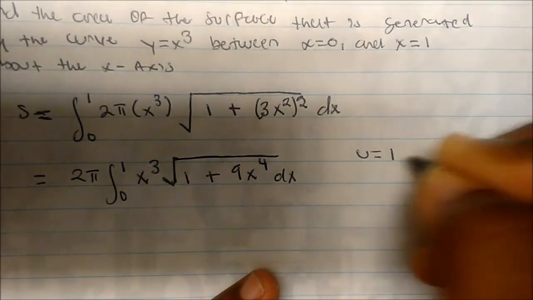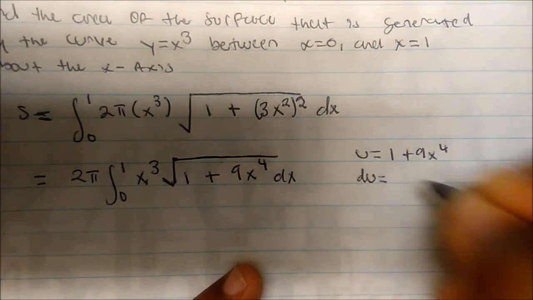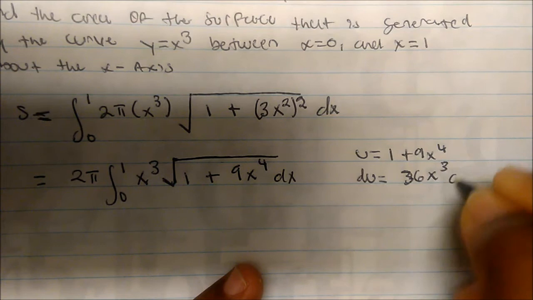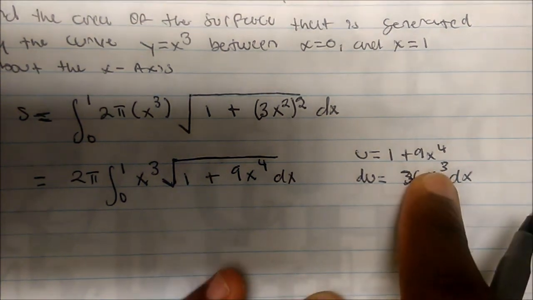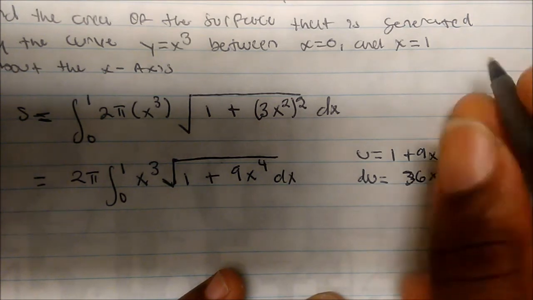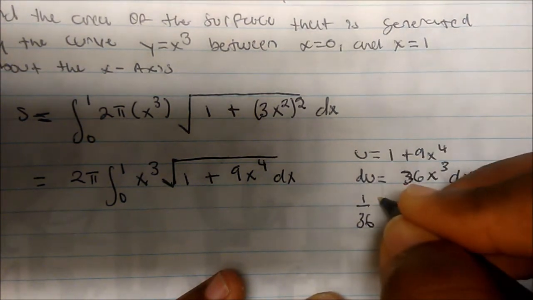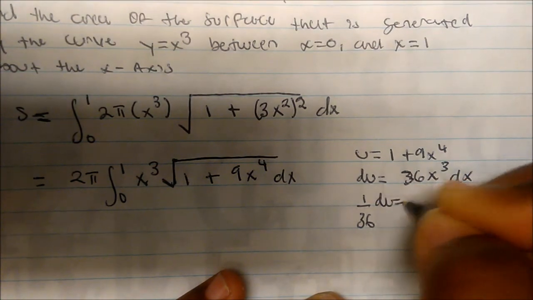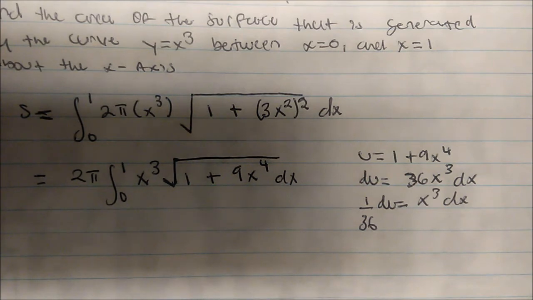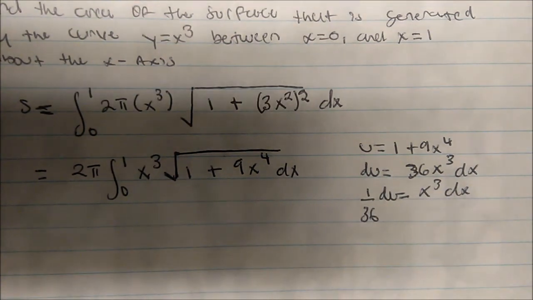If I set u to be 1 plus 9x to the fourth, then my du is what? 36 x cubed dx. So we have an x cubed dx and not 36x cubed. If I divide by 36 on both sides, I get 1 over 36 du, which is simply equal to x cubed dx. So 1 over 36 du is what I'm plugging in for x cubed dx.